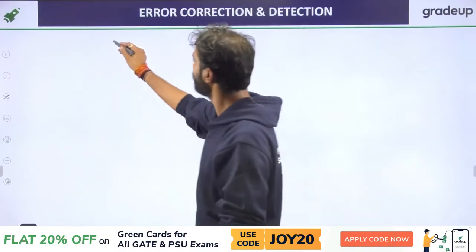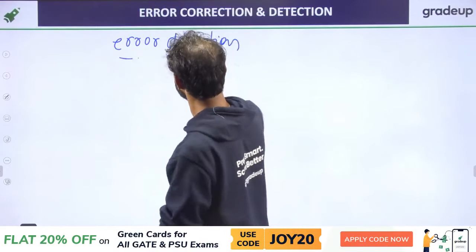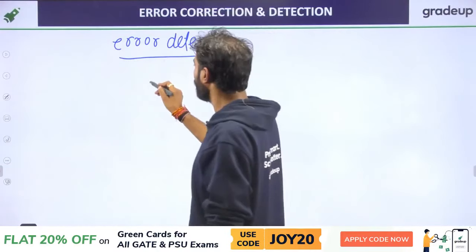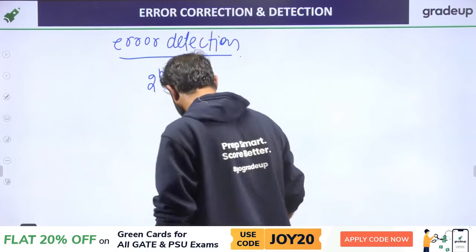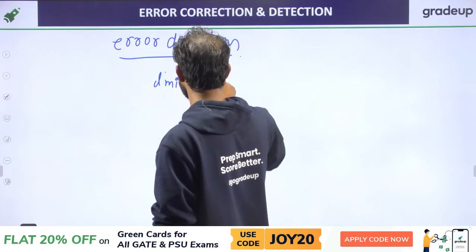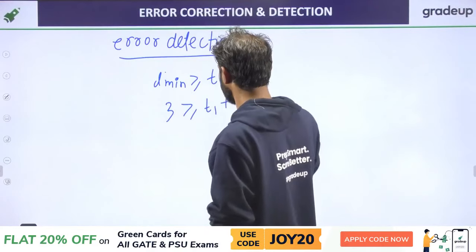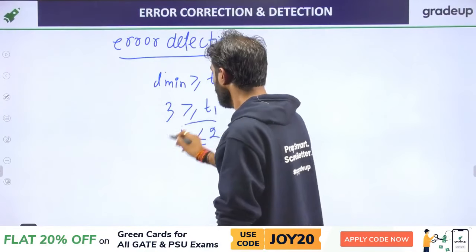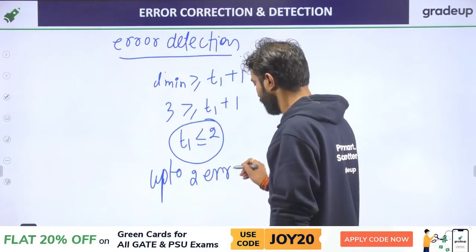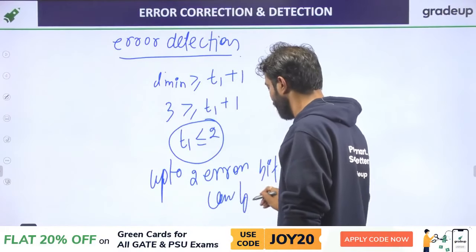So, for the error detection, what is the formula? Sir, for the formula, D minimum should be greater than or equal to T1 plus 1. So D minimum 3 should be greater than or equal to T1 plus 1. So we can say that T1 should be less than or equal to 2. So up to 2 error bits can be detected.